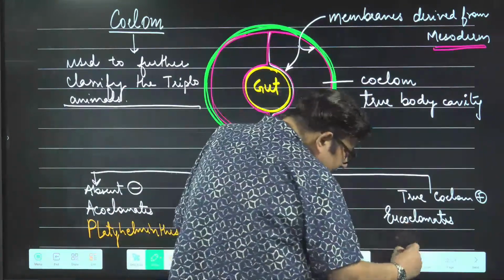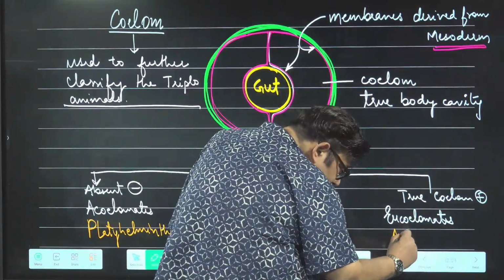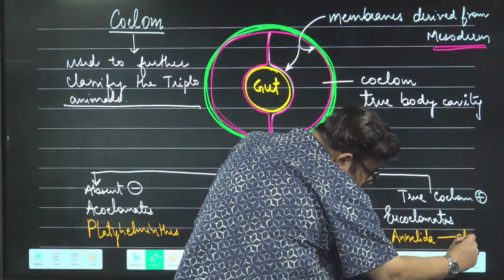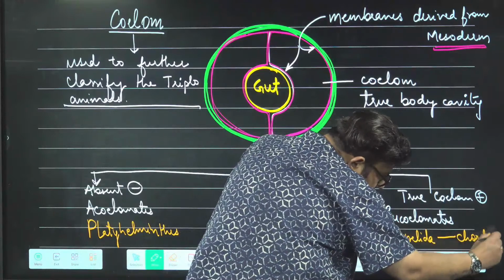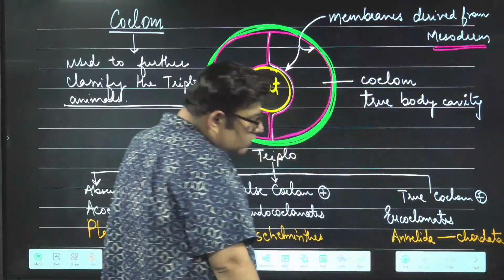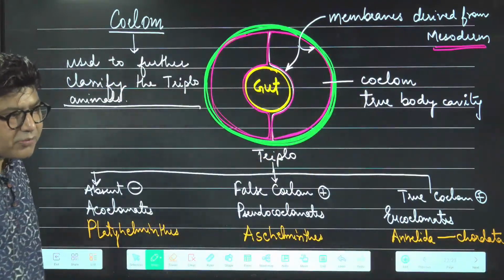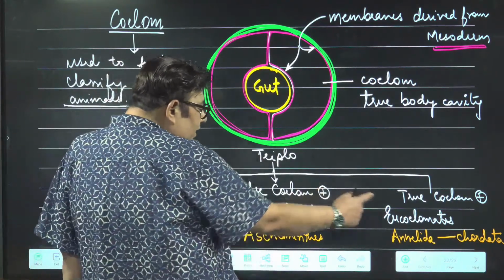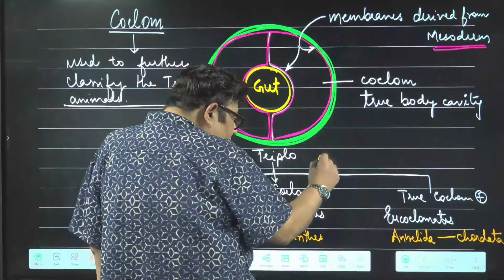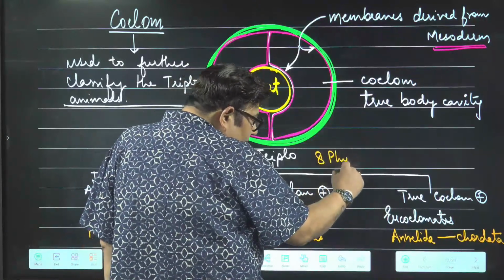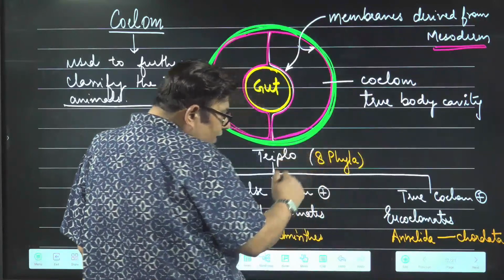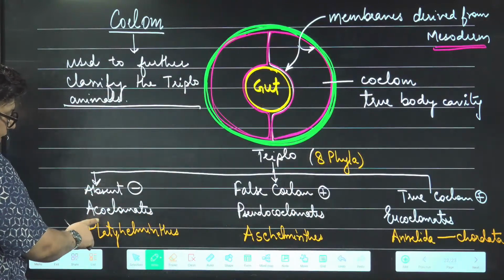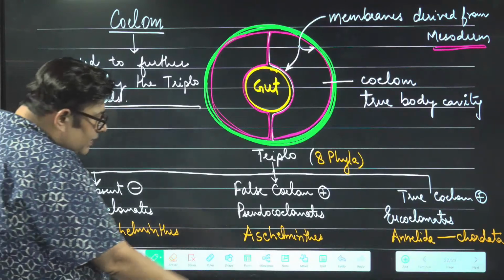And eucoelomates are Annelida to Chordata. So all the remaining ones, how many total? 6 are there. All triploblastic, how many phyla are there? 6, 7, 8. Total 8 phyla. And we can further classify the 8 phyla: one separate as triploblastic acoelomate, only one phylum example.